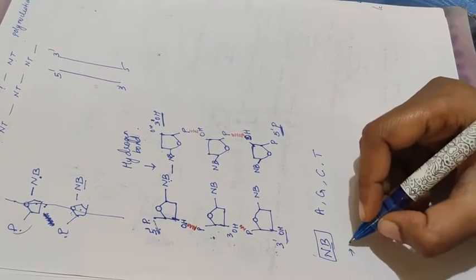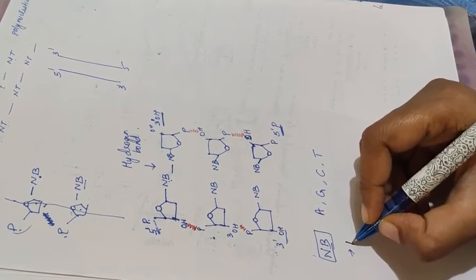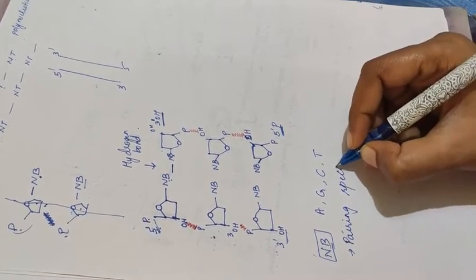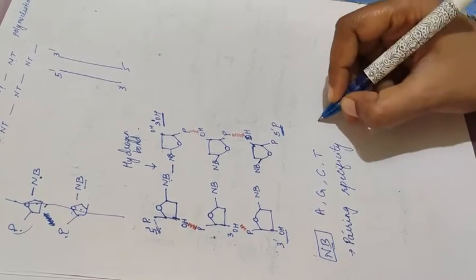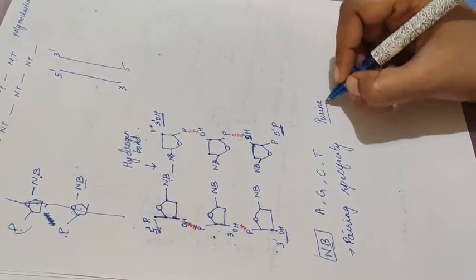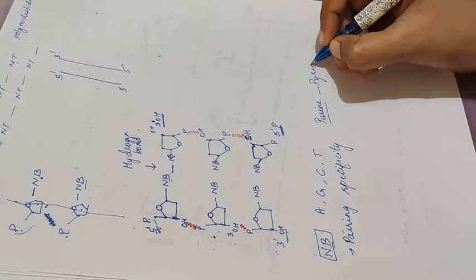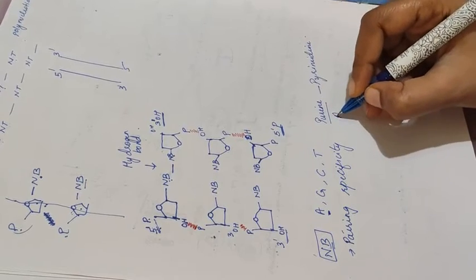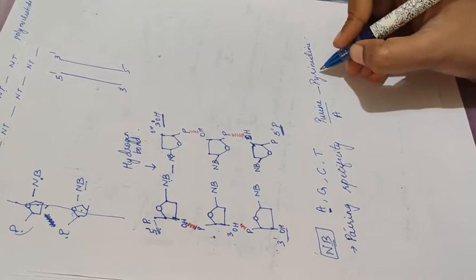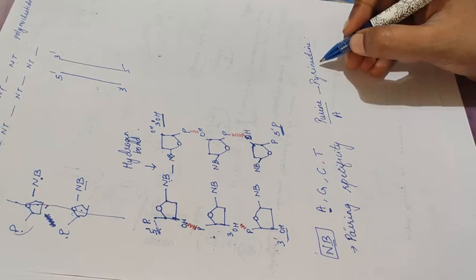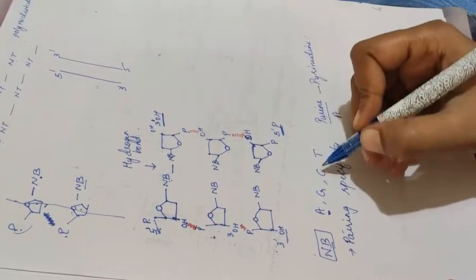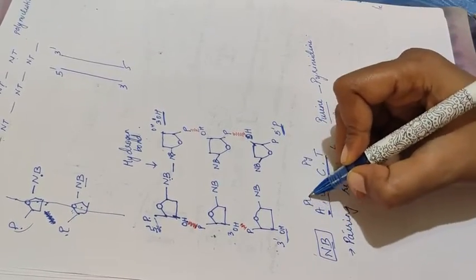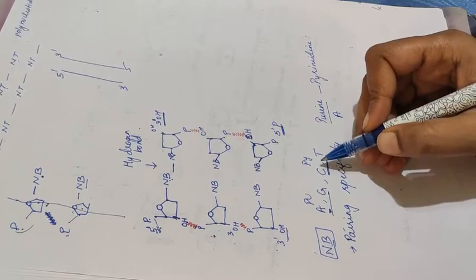These base pairings show specificity. Specificity means a purine will always pair with a pyrimidine. See, now A is a purine, so it should definitely bind with a pyrimidine on the other side. So what are the pyrimidines present here? C and T are the pyrimidines, and these two are the purines. So a purine should always pair with a pyrimidine.